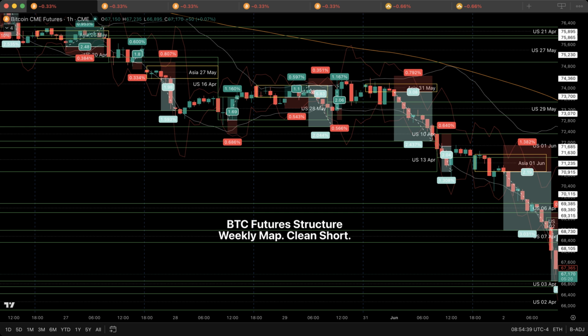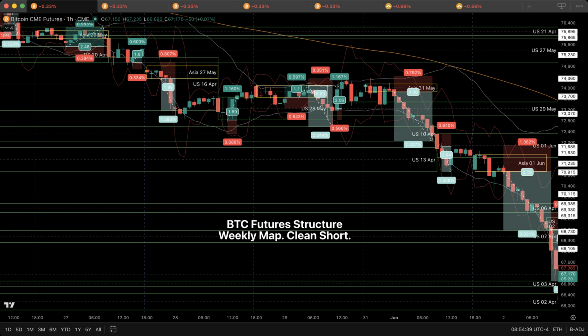The short was not created after the drop. The short started when the session lost its lower side. Short entry line: June 1st Asia session lower boundary. Stop loss line: June 1st US session midpoint. Take profit line: April 6th US session upper boundary. Trailing target: April 7th US session upper boundary. Risk-reward ratio: 2.19.